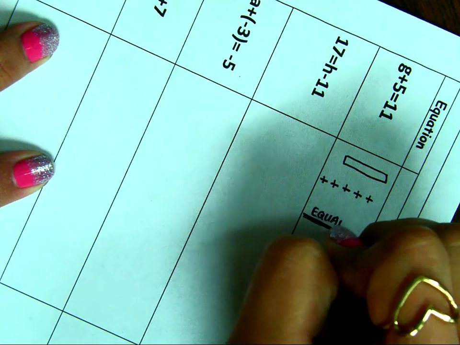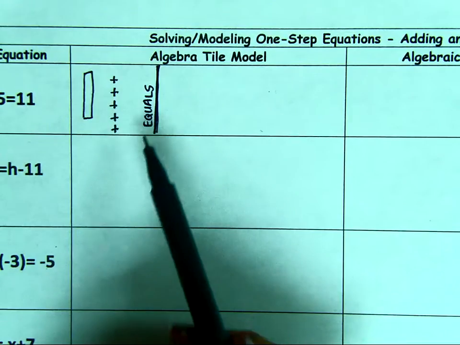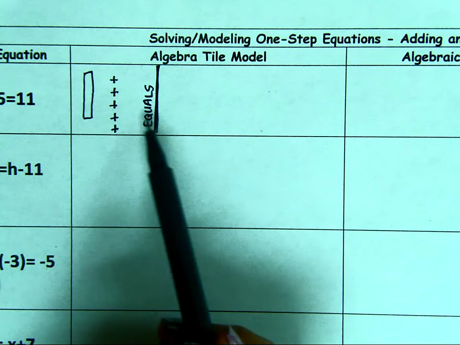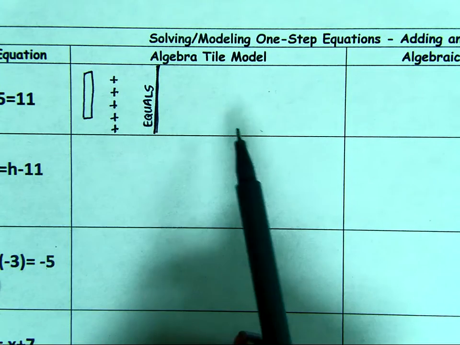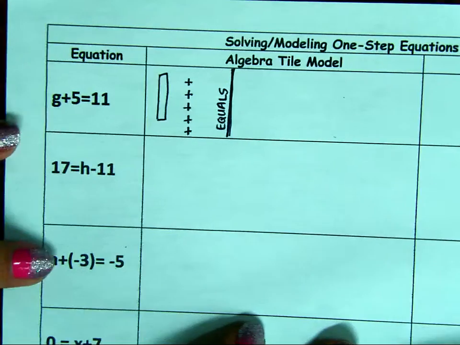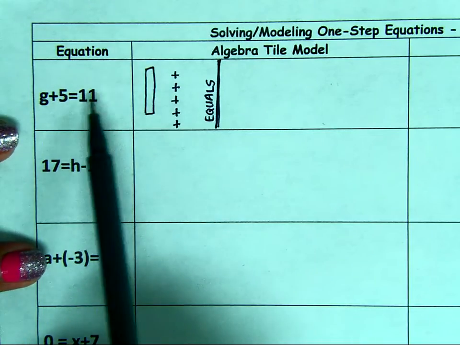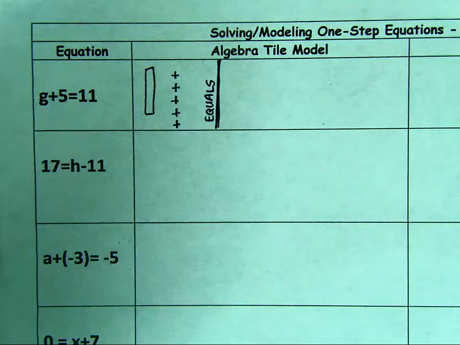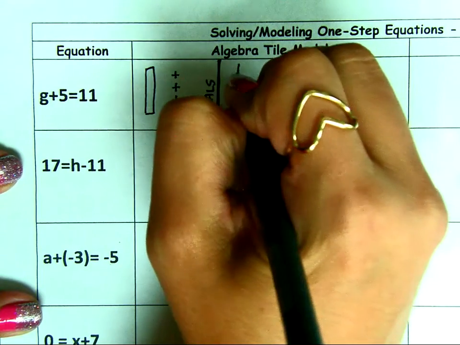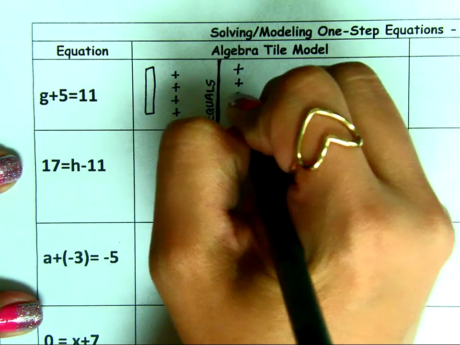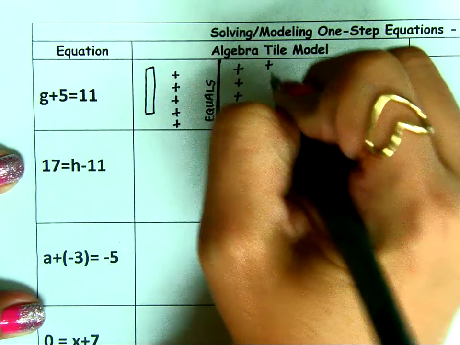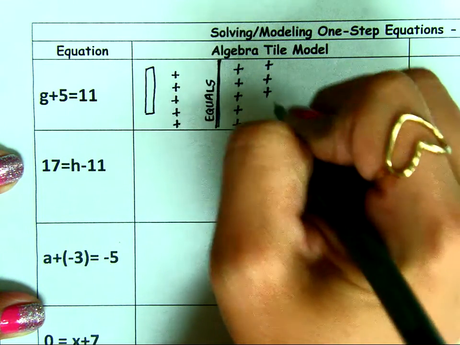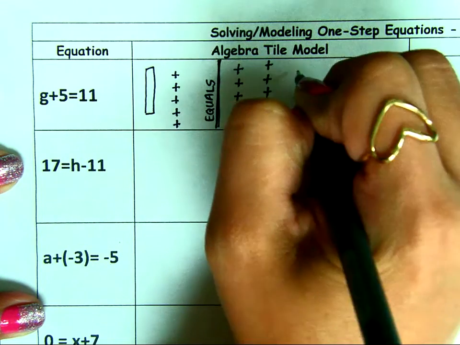Okay, so I want you to know that when I draw this bold bar, that is separating my equation for what is on the left-hand side of the equal sign and what is on the right. Okay, so in this case, I have 11 positives. So we're going to add 1, 2, 3, 4, 5, 6, 7, 8, 9, 10, and 11. So now I have 11 positives.